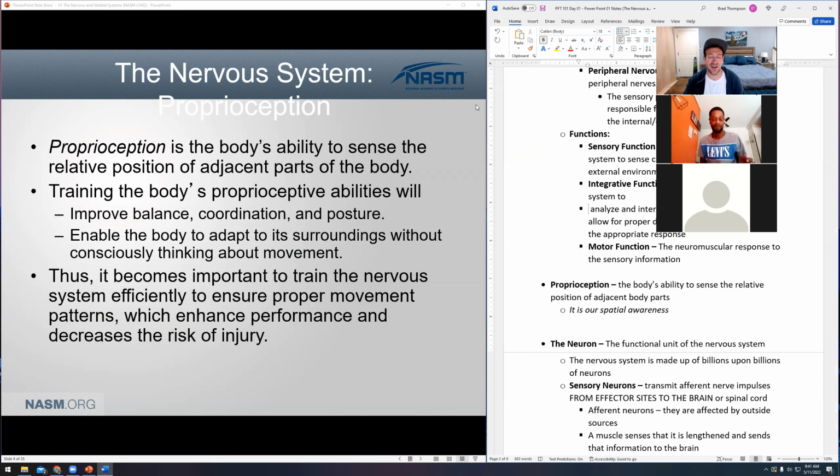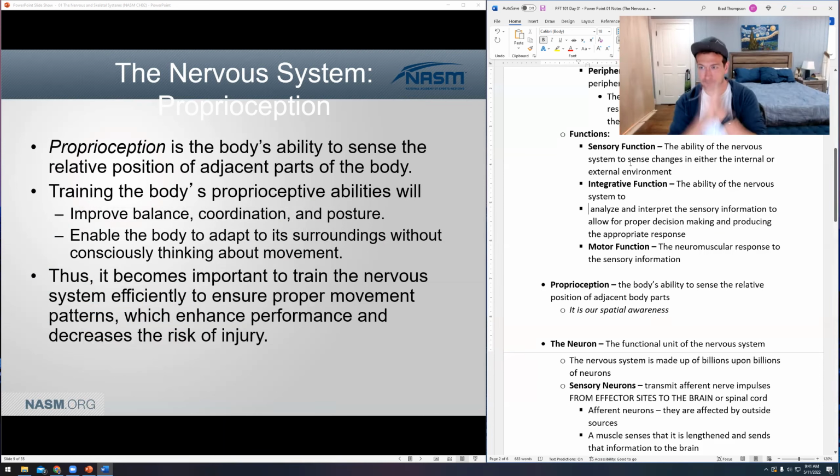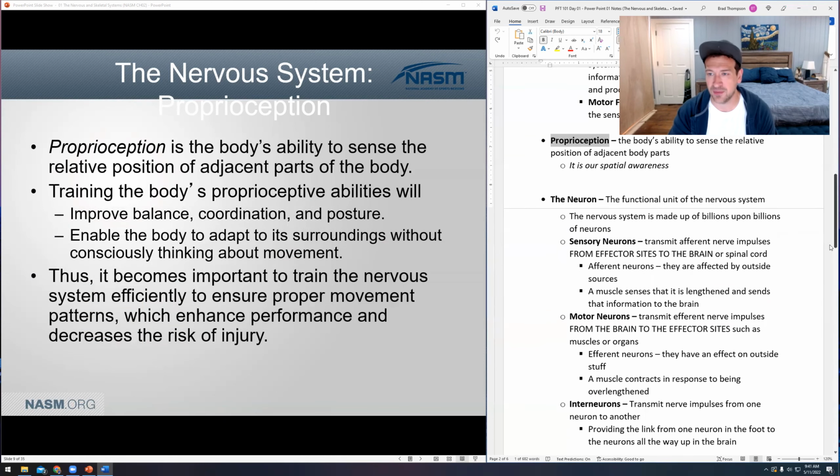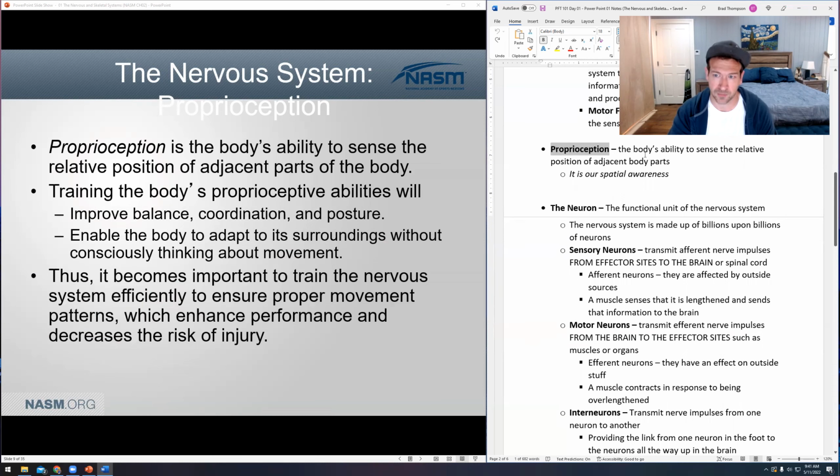Okay. So let's talk about my favorite section. We're going to talk about proprioception here. So proprioception is taking this concept that we just talked about a little bit further. By definition, there's a couple different definitions in your book, by the way, which does drive me a little crazy. But it's your body's ability to sense the relative position of adjacent body parts.